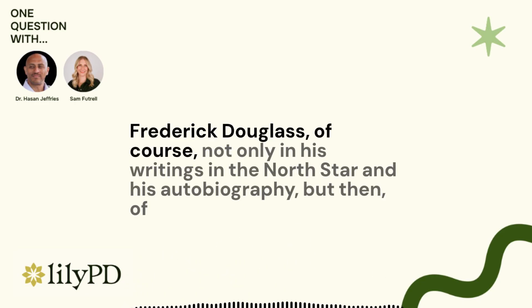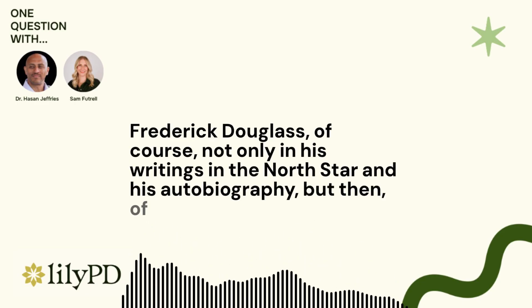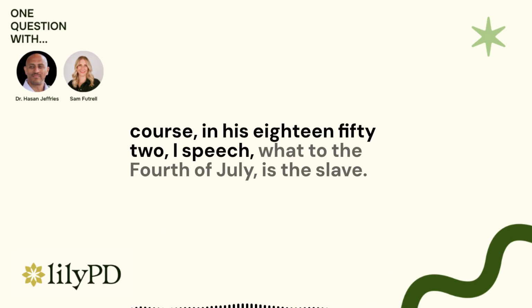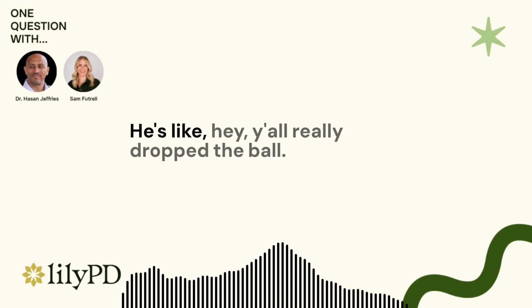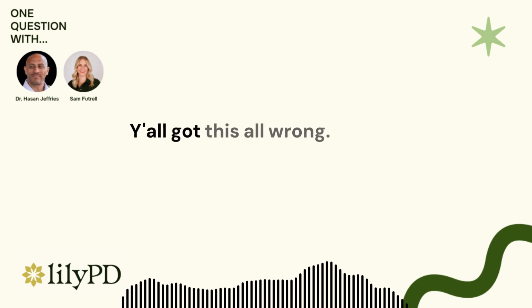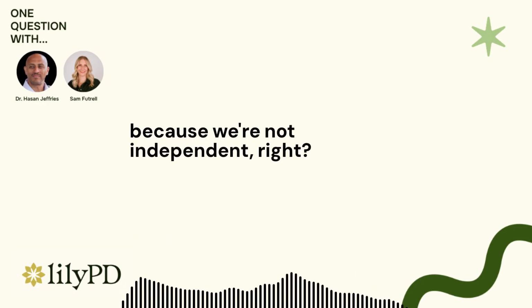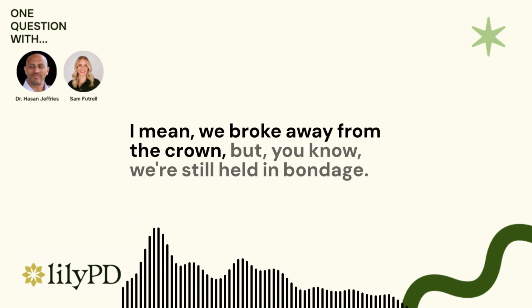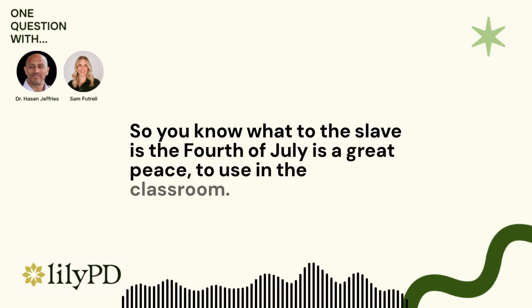Frederick Douglass, of course, not only in his writings in the North Star and his autobiography, but then, of course, in his 1852 speech, What to the Slave Is the Fourth of July. I mean, there he's making the argument. He's like, hey, y'all really dropped the ball. Y'all got this all wrong. We're not celebrating independence because we're not independent, right? I mean, we broke away from the crown, but we're still held in bondage. So, What to the Slave Is the Fourth of July is a great piece to use in the classroom.